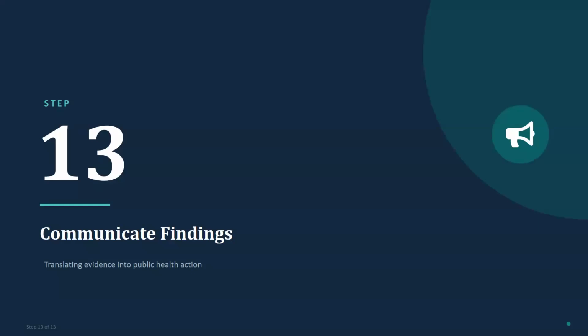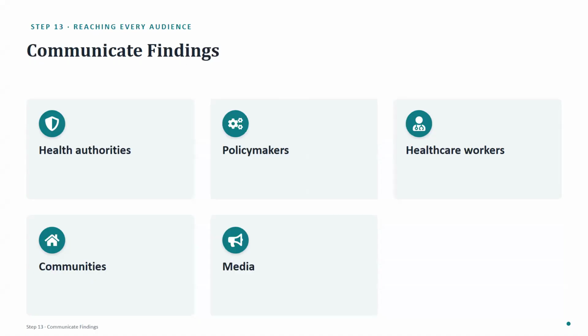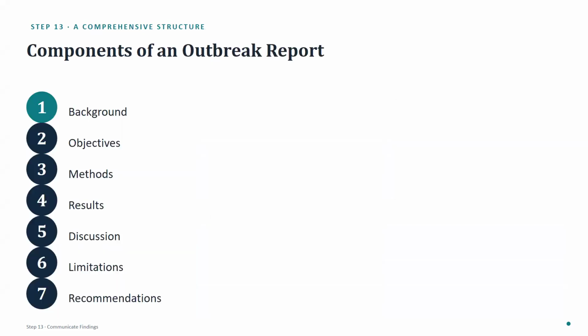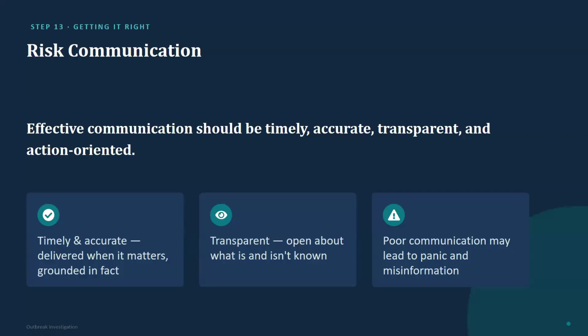Probably this is the last step: we now have to communicate the findings, translating evidence into public health action. Communicating findings is important to the health authorities, policy makers, healthcare workers, communities, and media. And then we have to prepare the outbreak report, and that has to be communicated to all of the relevant people. The report has the following components: background, objectives, methods, results, discussion, limitations, and recommendations. Risk communication, which is the effective communication, should be timely, accurate, transparent, and action-oriented.